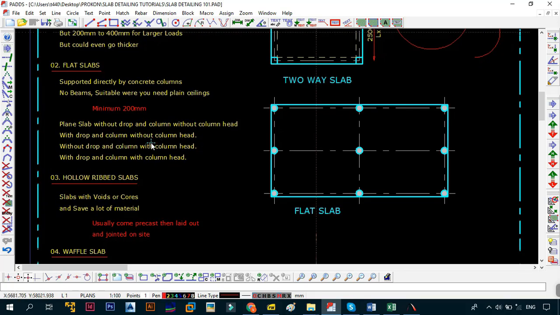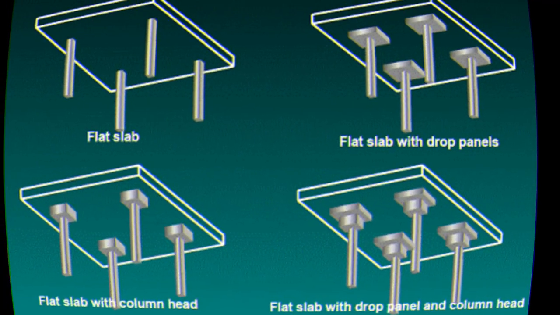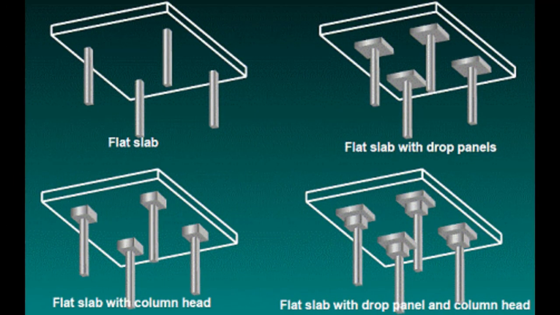Now, there are also four types of flat slabs, which I've written down. So you might have a plain slab without a drop, which also has columns that don't have column heads. Then you have a slab that has a drop, but with a column that does not have a column head.